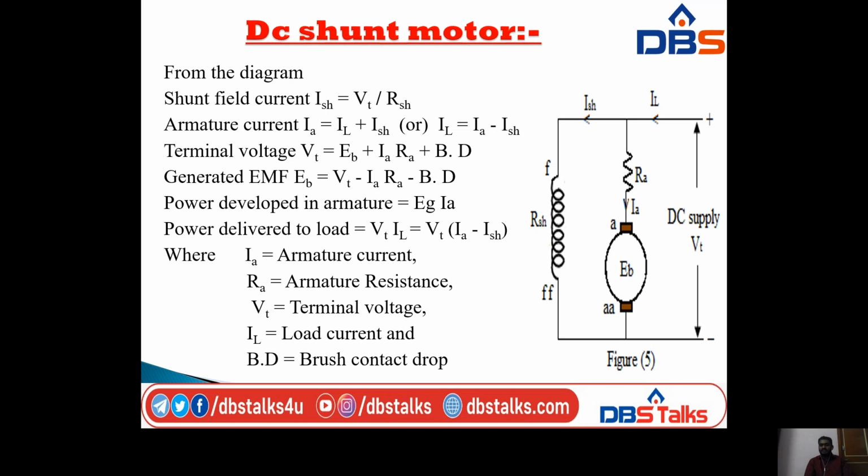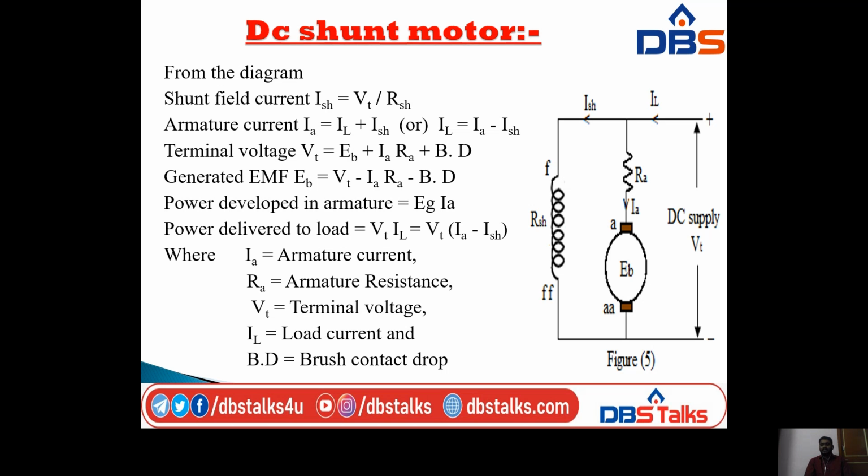From that one I am writing the shunt field current: Ish is equal to Vt by Rsh, where Vt is the DC supply and Rsh is the shunt field resistance. Next, from this diagram I am writing the armature current Ia, which is the summation of IL, the load current, plus the shunt field current, Ish.